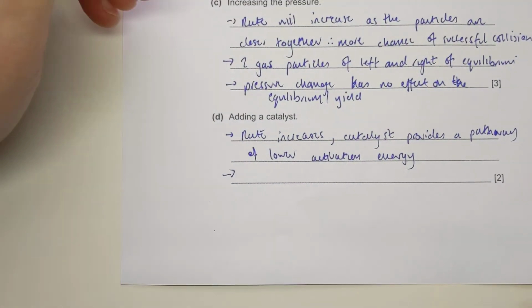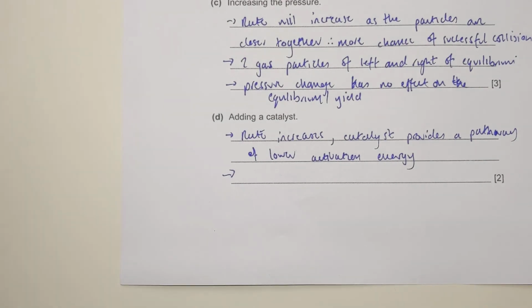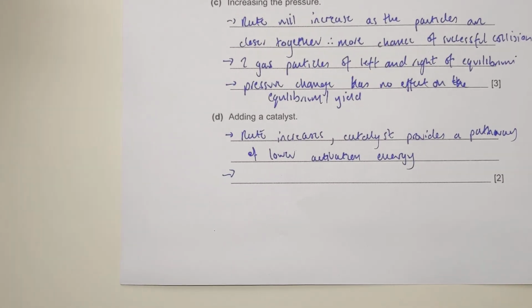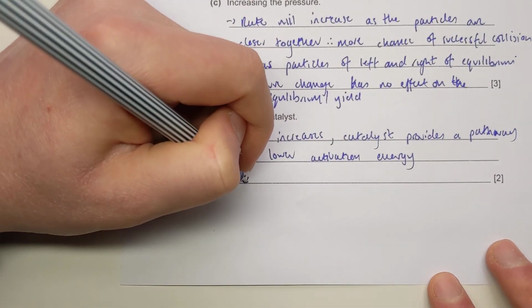Then looking at the effect on yield or equilibrium, a few more of us got this. A catalyst does not affect the position of equilibrium, therefore the yield won't change. It doesn't affect that position because both forward and reverse are sped up by exactly the same amount. So catalyst has no effect.